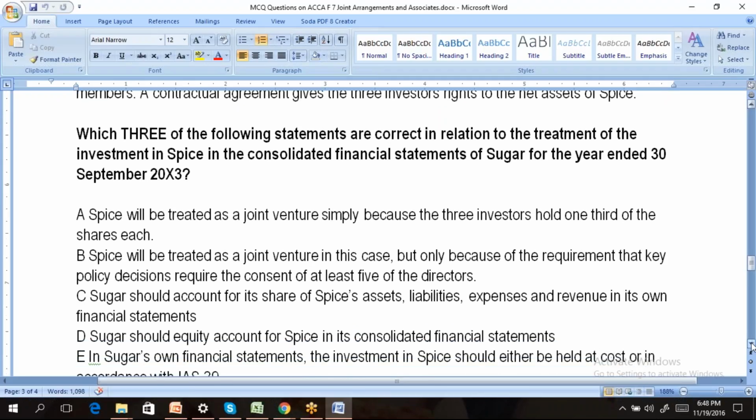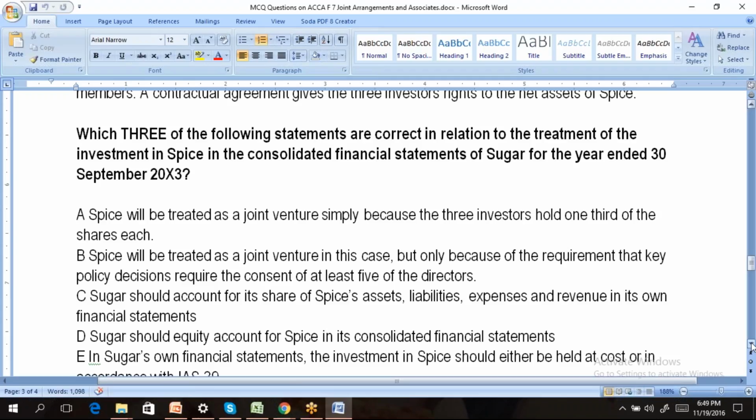A will be one of them because Spice will be treated as a joint venture, a separate entity, because 3 investors hold 1/3 of the shares each, and the decisions need to be unanimous. When you say 5 out of 6, it is unanimous because there are 3 parties to the agreement. One director abstaining doesn't mean anything, because it is the 3 parties that should reach a unanimous decision. If the examiner said 4 out of 6, then it's a problem, and it's not a joint venture.